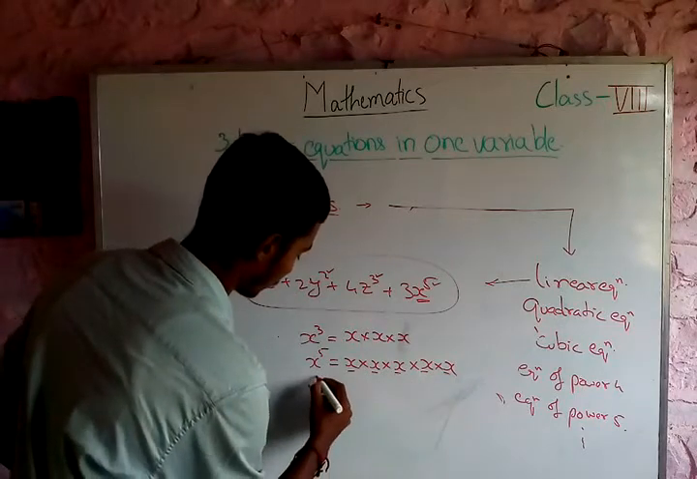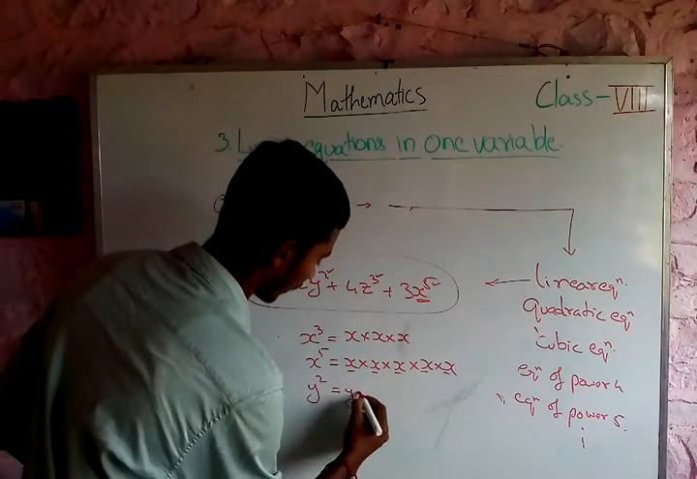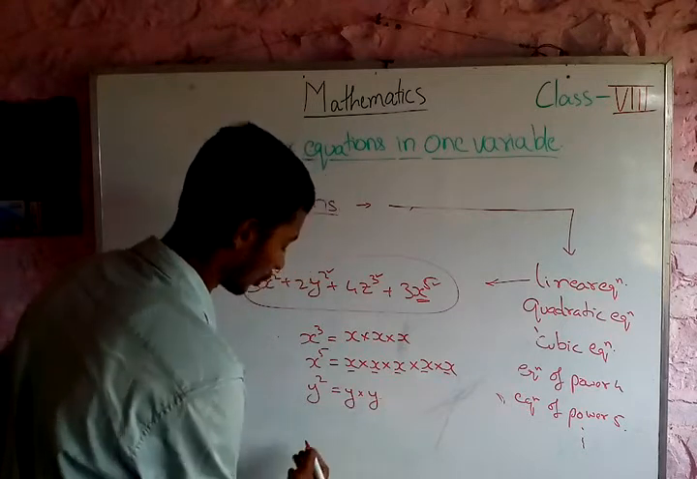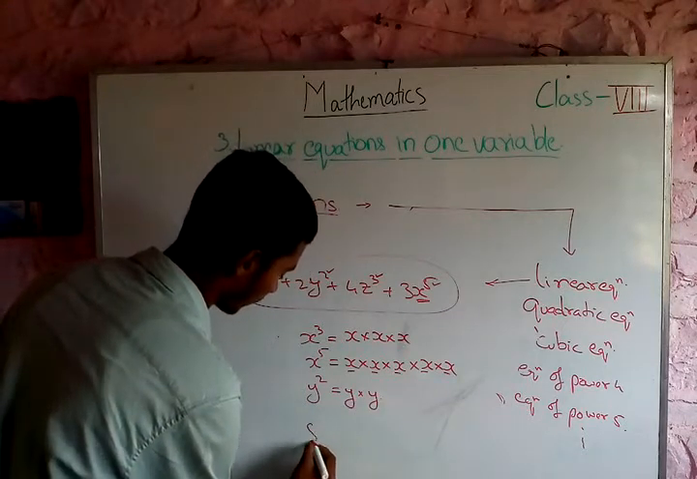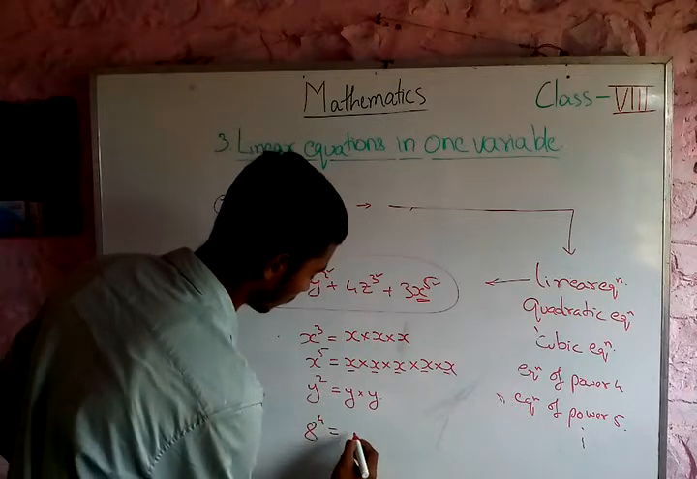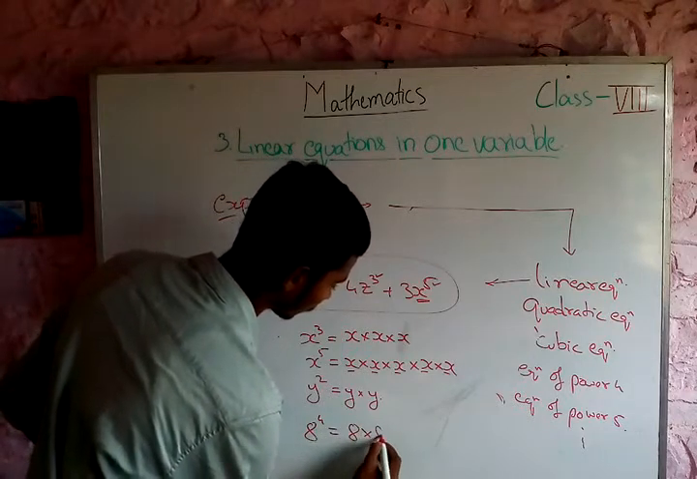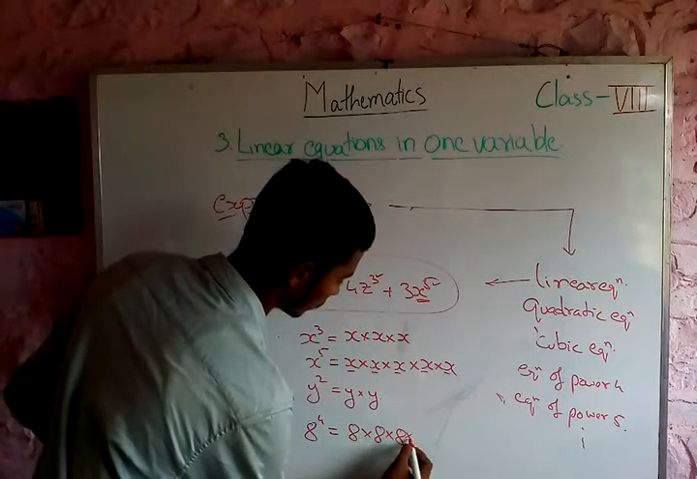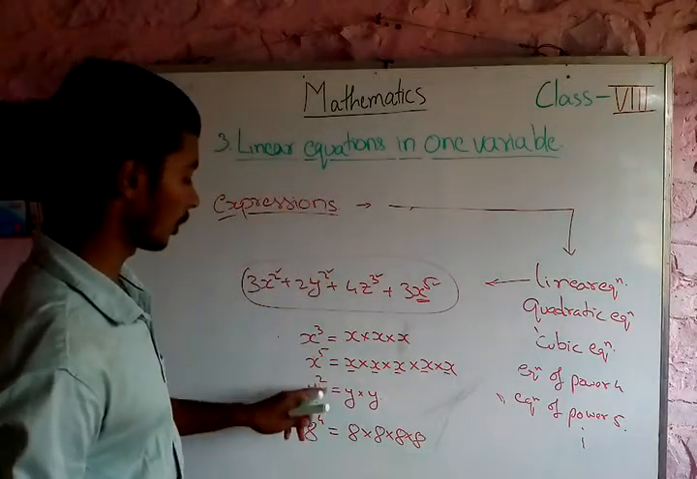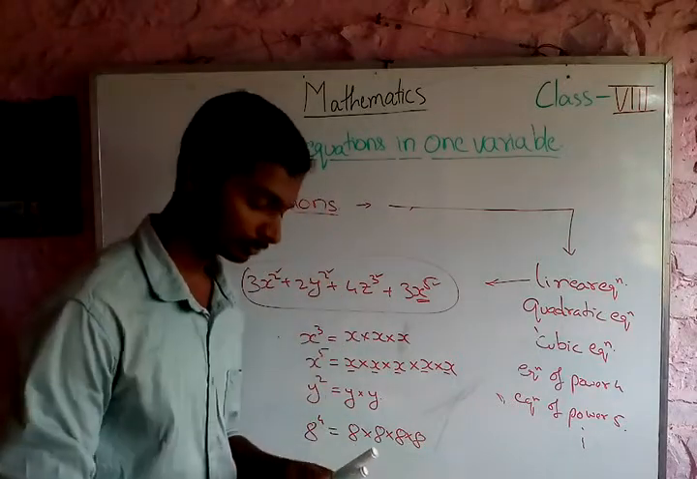Now y power 2 means y into y. In the same way for constants also, if I have any example of this kind, x power 4, then it is 8 into 8 into 8 into 8. Okay, so this is what the power indicates.